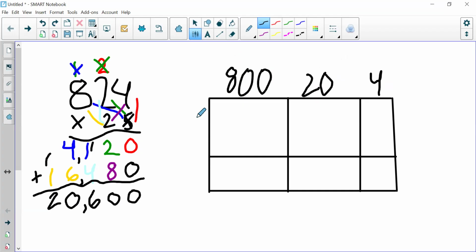So now we're going to come to this side and we still need to split up 25. So what number is in the tens place? Good, 20. And the ones place? 5.